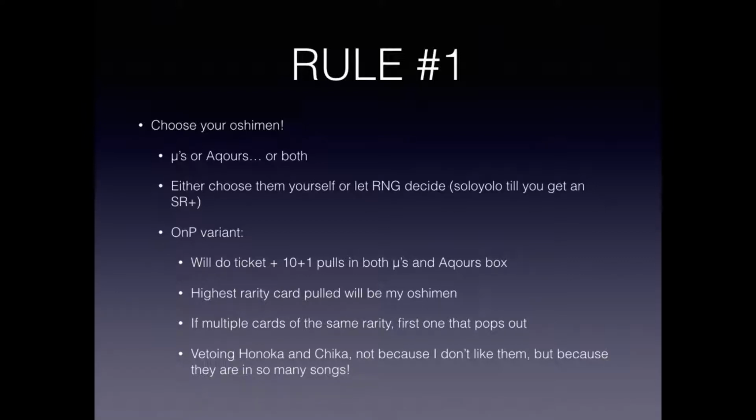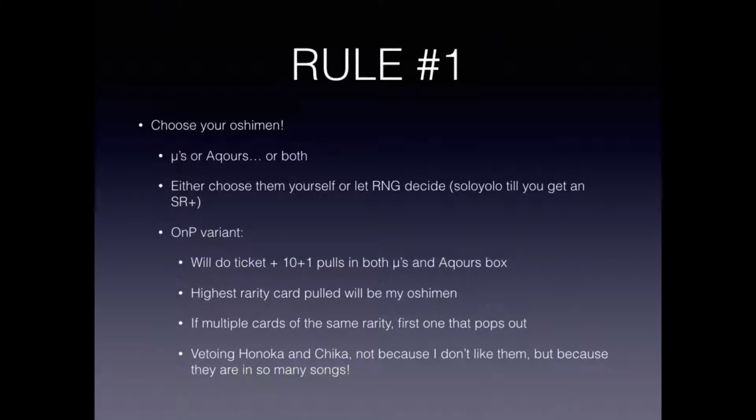So, fortunately, I happen to have some reroll accounts that have enough gems for multiple 10 plus 1s on them, as well as tickets. So, I'm going to be using those, and so I have the luxury of using 10 plus 1s to choose my Oshimen, which means I get at least one SR guaranteed, so I won't have to sit there and do 80 million solo YOLOs. Basically, I'll be doing ticket pulls and 10 plus 1 pulls to decide my Oshimen.